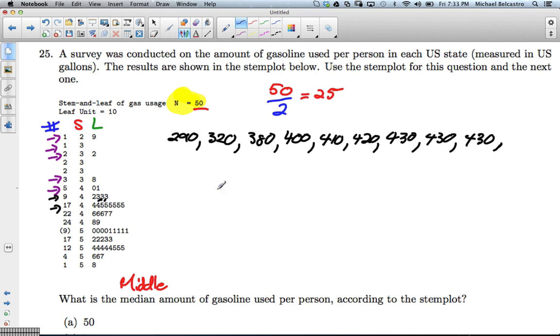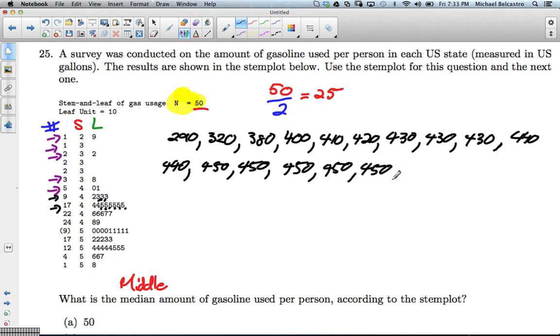Next piece of data, we have 440. There's 2 of them. So there's 1, 2 440s. And then there's 1, 2, 3, 4, 5, 6 450s. Okay, that's 1, 2, 3, 4, 5, 6, 7.